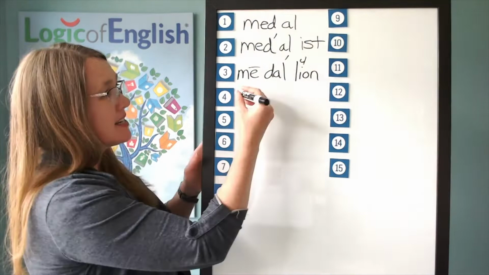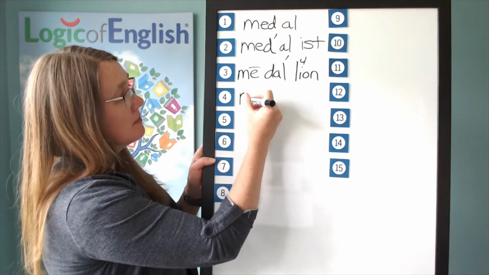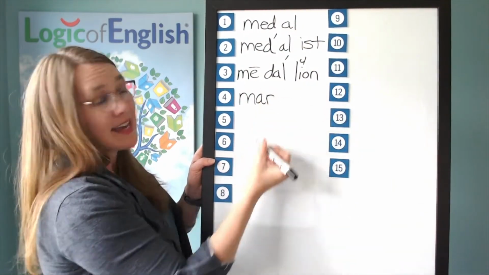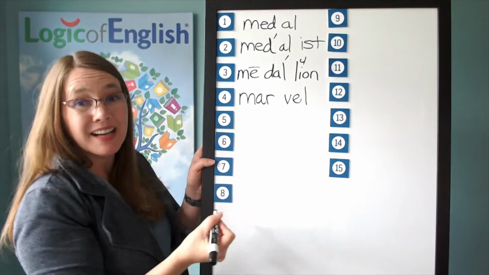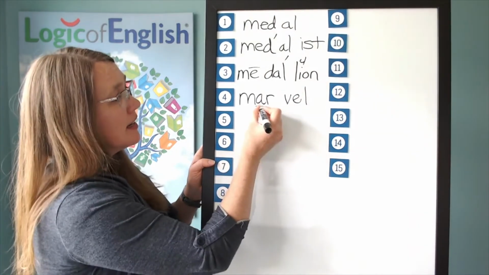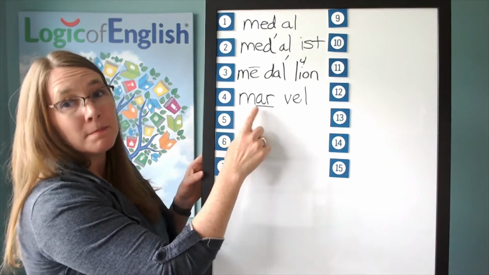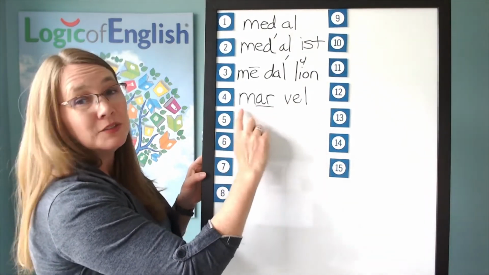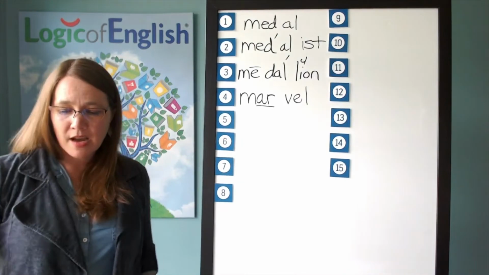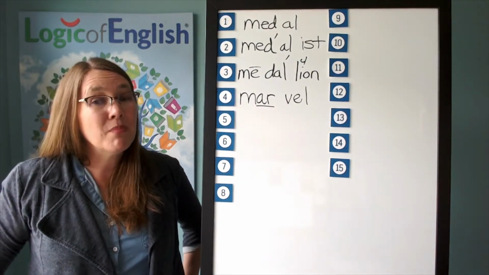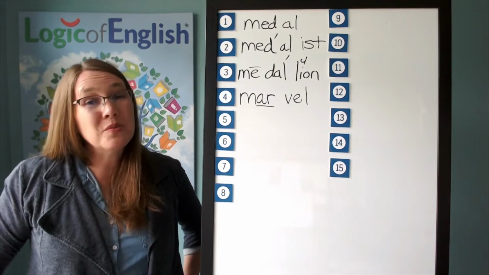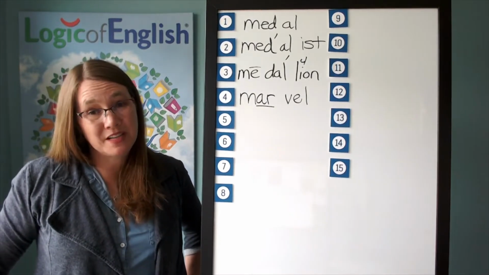And help me to write it. The first syllable is mar, R. The second syllable is vel, V-E-L. And how will we mark it? Well, underline the R. Let's read it. M-A-R-V-E-L. Marvel. All right, the next word is related. It's marvelous. That was a marvelous movie.